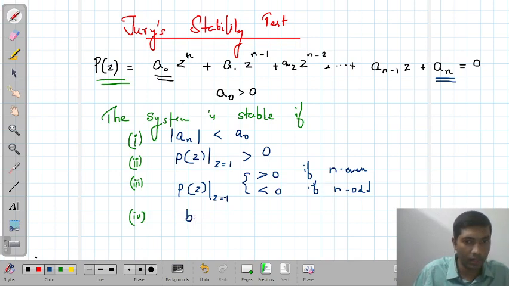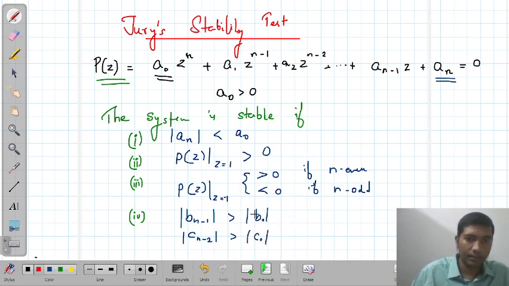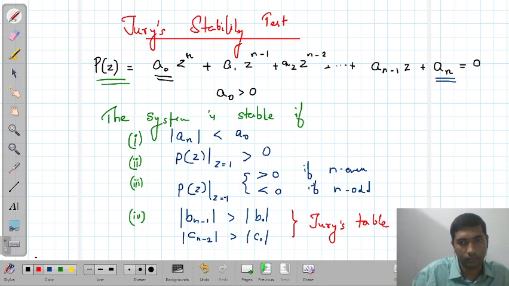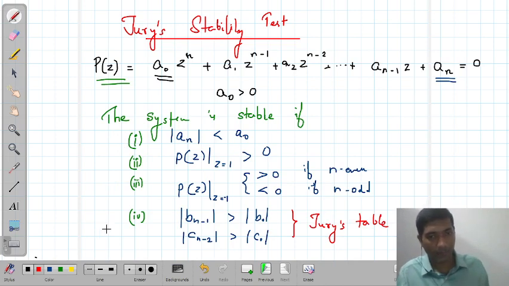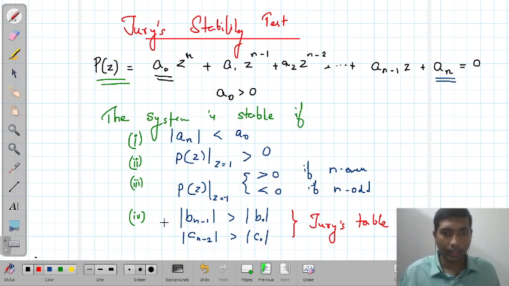And the fourth condition, I'll just write down now, and this is coming from Jury's table. We require the magnitude of b of n minus 1 to be greater than the magnitude of b0, c of n minus 2 greater than c0, and so on. These are coming from Jury's table. If a system satisfies these 4 conditions, then we can say that the system is stable. Now, how to construct Jury's table and how to get b of n minus 1, b0, c of n minus 2, c0, and so on.